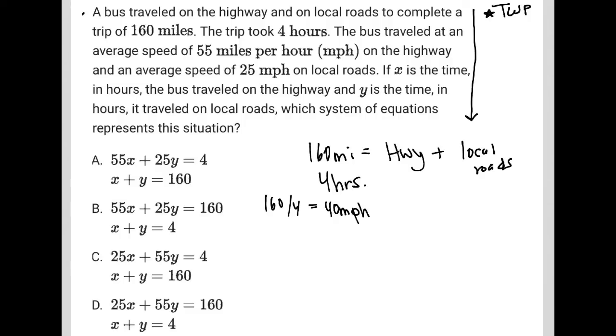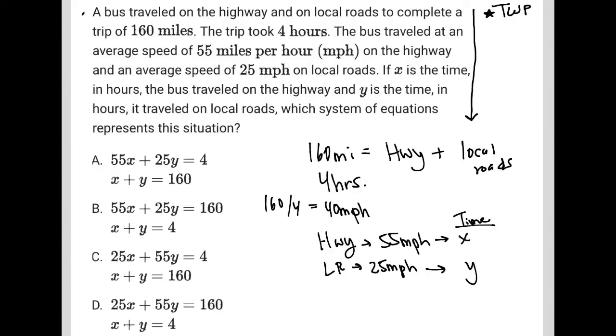The bus traveled at an average speed of 55 miles per hour on the highway and an average speed of 25 miles per hour on the local roads. Okay, so I'm going to just say highway is 55 mph and local roads, which I'll call LR, is 25 mph. Next sentence, if X is the time in hours the bus traveled on the highway. Okay, so then X is time. I'll just put time here. That goes with highway. And Y is the time in hours it traveled on local roads. So Y goes under time for local roads.